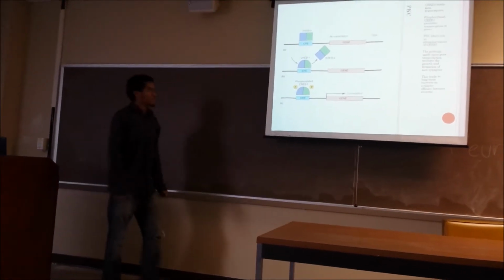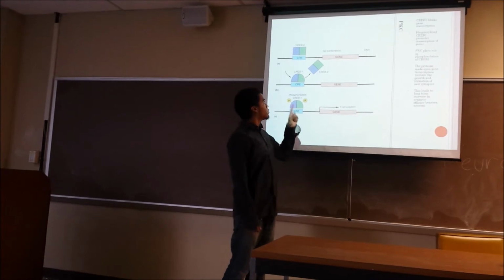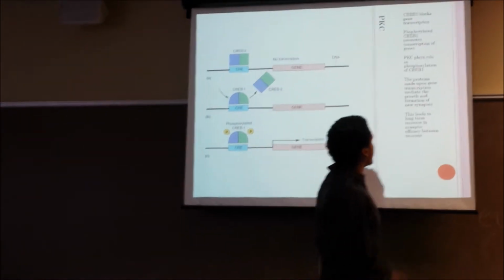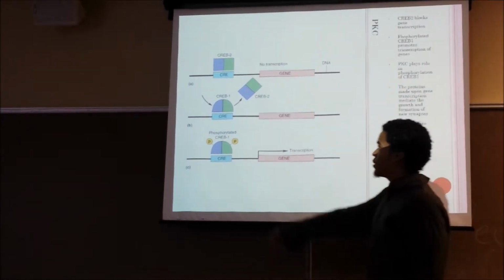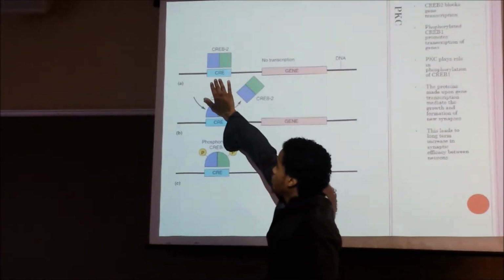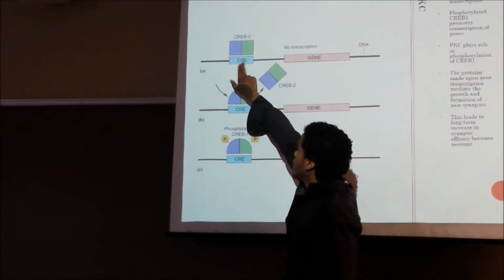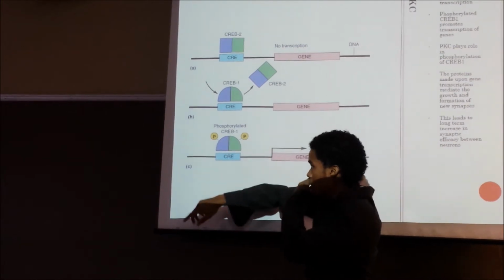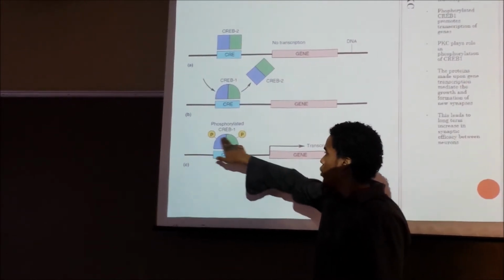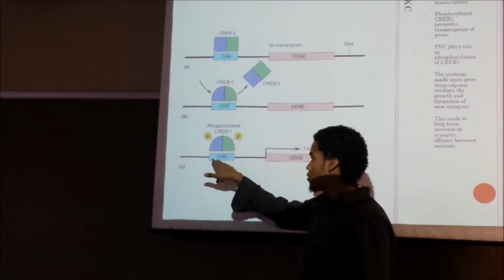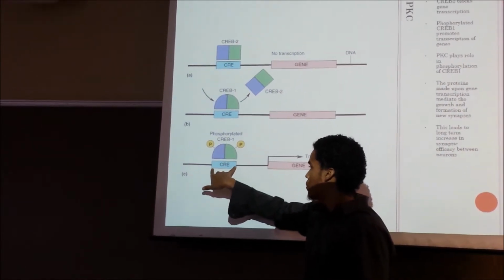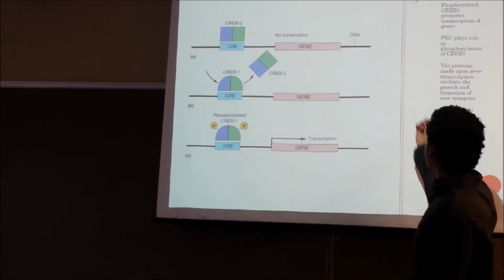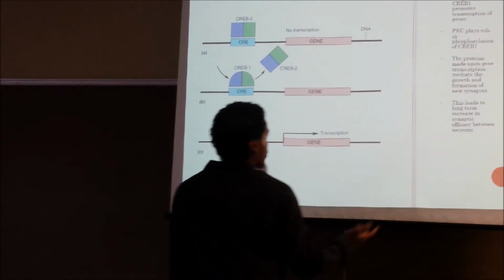So PKC goes on to activate CREB. CREB2 blocks gene transcription. Whenever it binds to the CREB regulating region, it binds to this gene right here, and it prevents transcription of this gene down here. Whenever you have CREB1 phosphorylated and bound to the CREB response element, then it'll lead to transcription of the gene. So that's what PKC does when it gets activated.